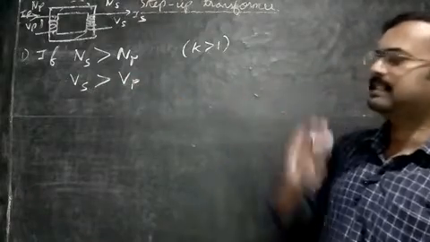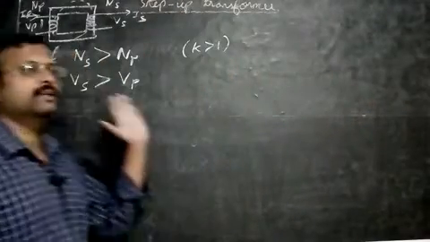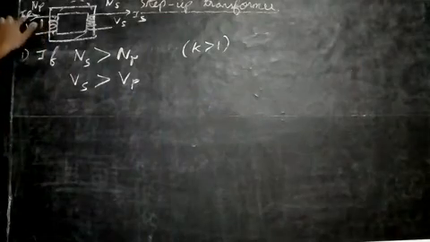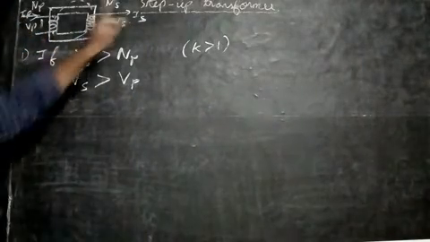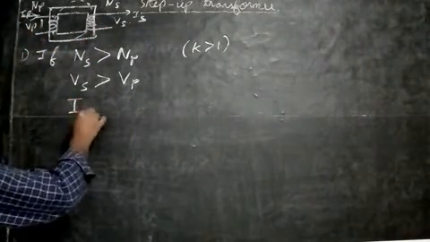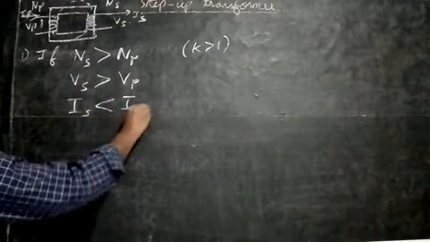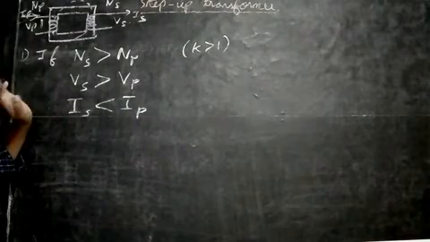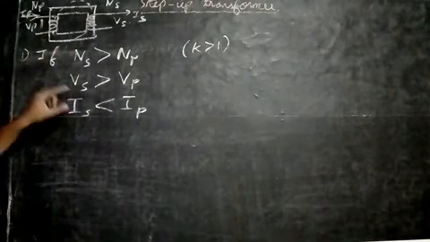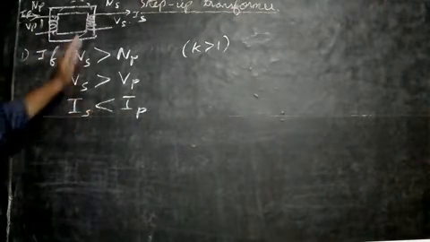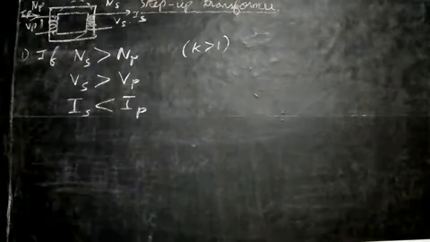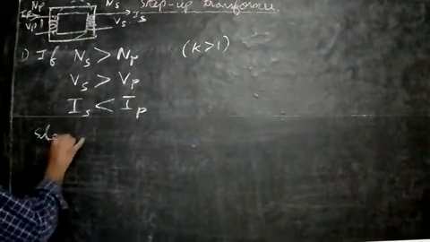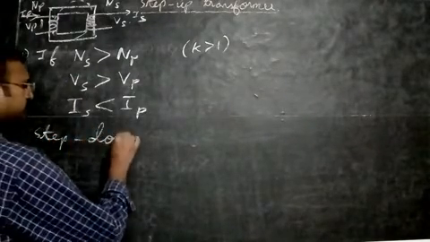Let's see the currents now. The current in the primary we call Ip, and the current in the secondary we call Is. So the current in the secondary will be less than the current in the primary. This is very, very important. Why? Because the product of voltage and current will be constant, so input power and output power will be constant. See the symbol here, less than. Next we'll study what's meant by a step down transformer.